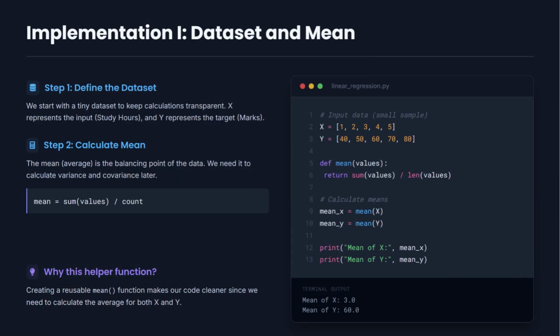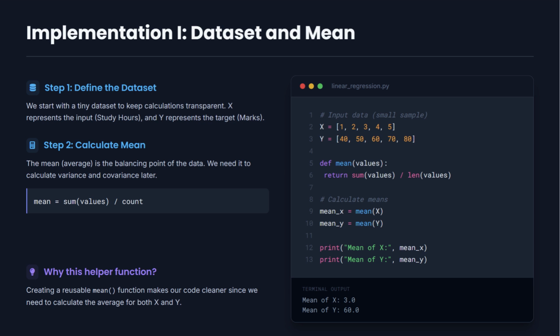Time to start coding. We are now in the practical part. Step 1. Define the dataset. X equals 1, 2, 3, 4, 5 study hours. Y equals 40, 50, 60, 70, 80 marks. Step 2. Create a helper function to calculate mean. def mean(values): return sum(values) / len(values).